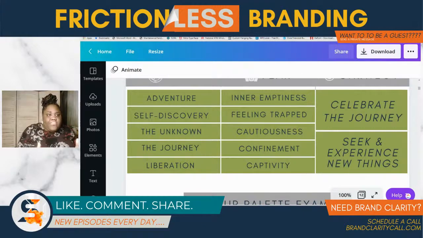They're the circles and the squares in the round holes. They're those people who are really looking to be different. They don't like captivity, of course. It goes in alignment with that. The strategies that they like are to celebrate the journey, to seek experiences in new ways.